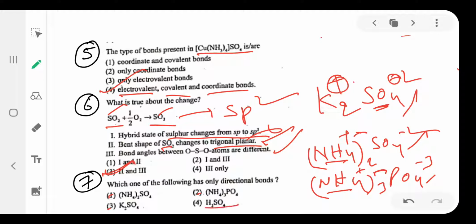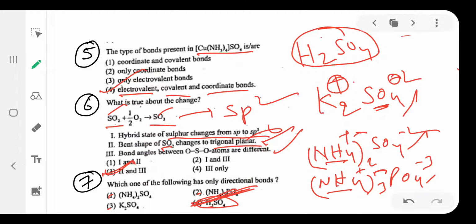But what about H2SO4? H2SO4 is completely covalent in nature. Due to the covalent bonds present in H2SO4, it has directional bonds. A covalent bond is directional. The presence of ionic bonds makes these three non-directional. This is the only directional one. So the option is 4.